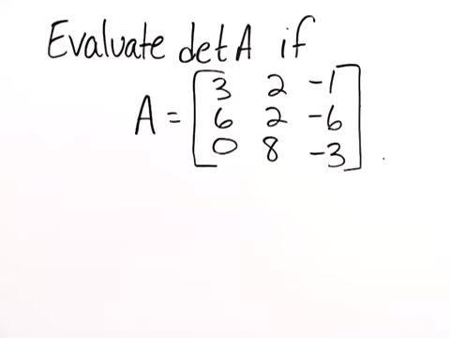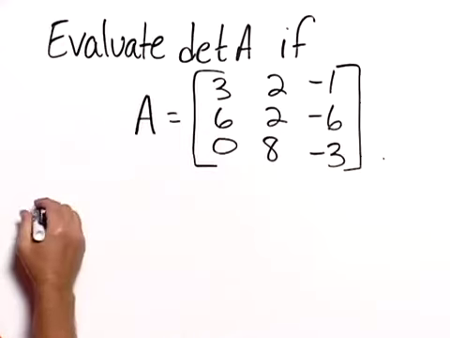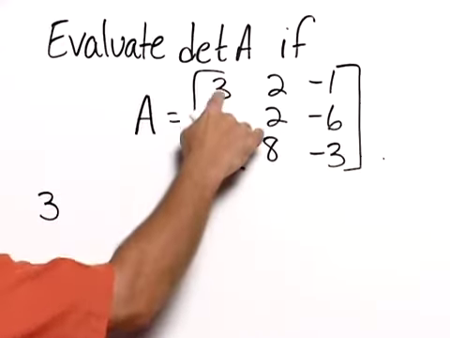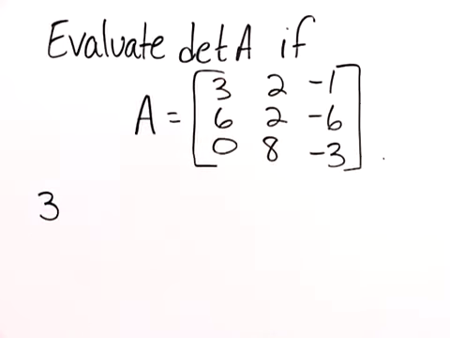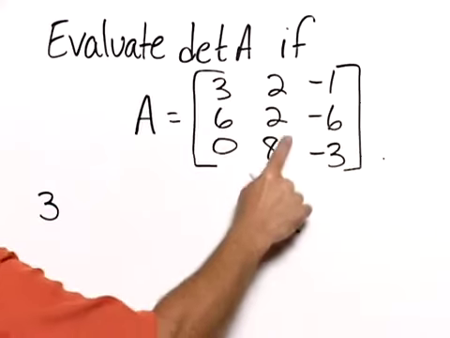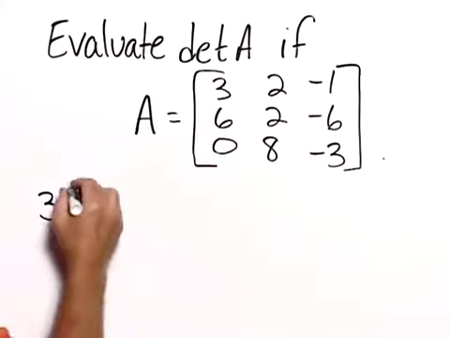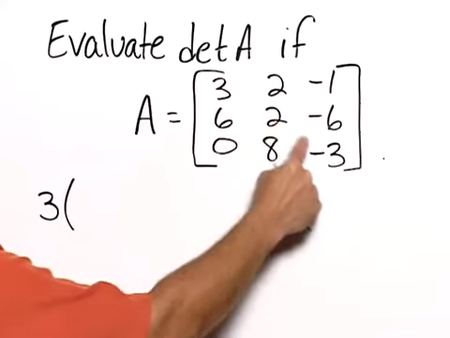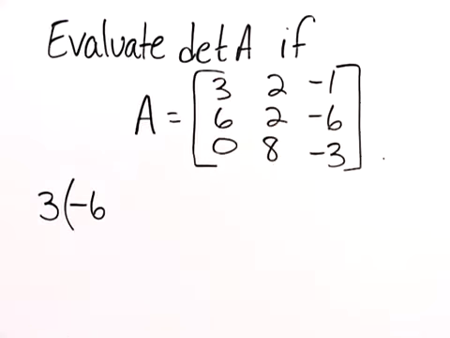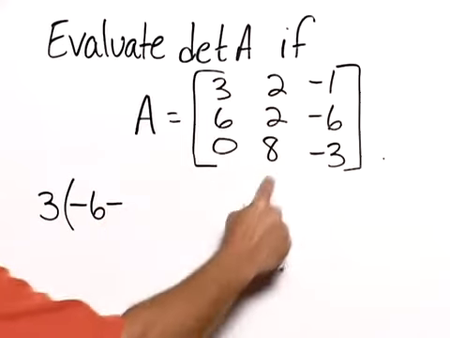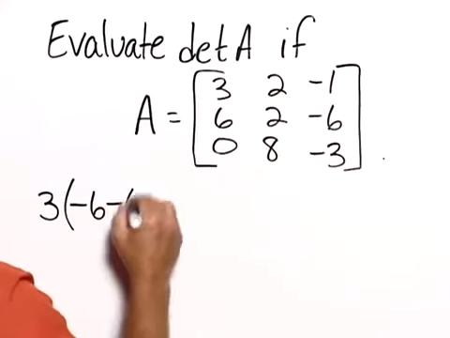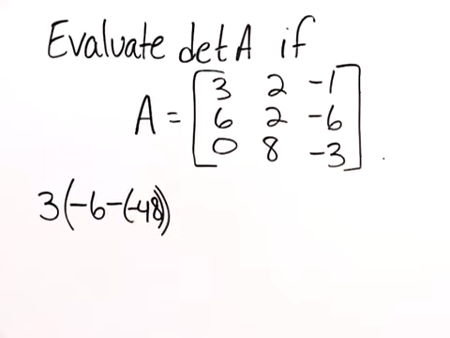Evaluate the determinant of A if A is the matrix where the rows are 3, 2, -1; 6, 2, -6; and 0, 8, -3. So to evaluate the determinant, we start with the 3. So we have 3, and now we essentially cross out the row and column where 3 is, leaving us this 2 by 2 matrix. And now what we do is we multiply 2 times -3, which is -6. And we subtract from that, multiplying 8 times -6, which is -48.